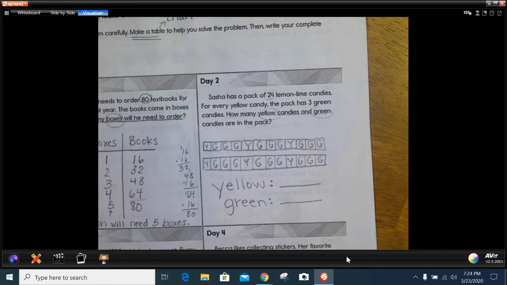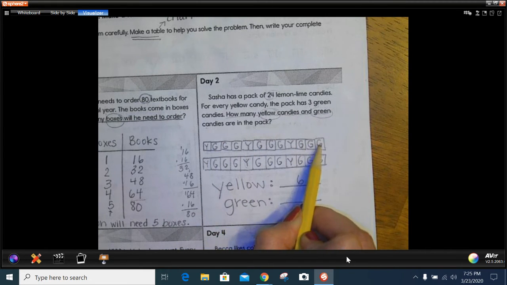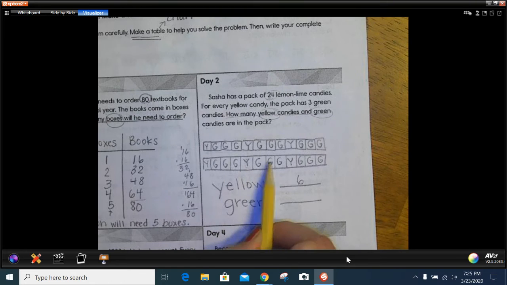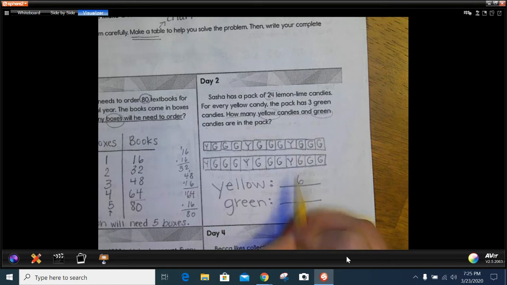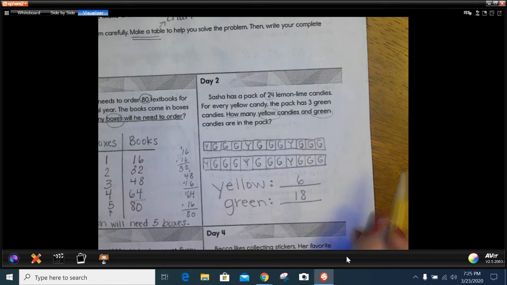That way whoever's looking at it knows exactly what they're looking at and where to find the information that they need. So we are going to count right now how many yellow candies appear in our chart that we made down here. 1, 2, 3, 4, 5, 6. Okay, so I have 6 yellow candies. All right. 1, 2, 3, 4, 5, 6, 7, 8, 9, 10, 11, 12, 13, 14, 15, 16, 17, 18. 18 green candies.